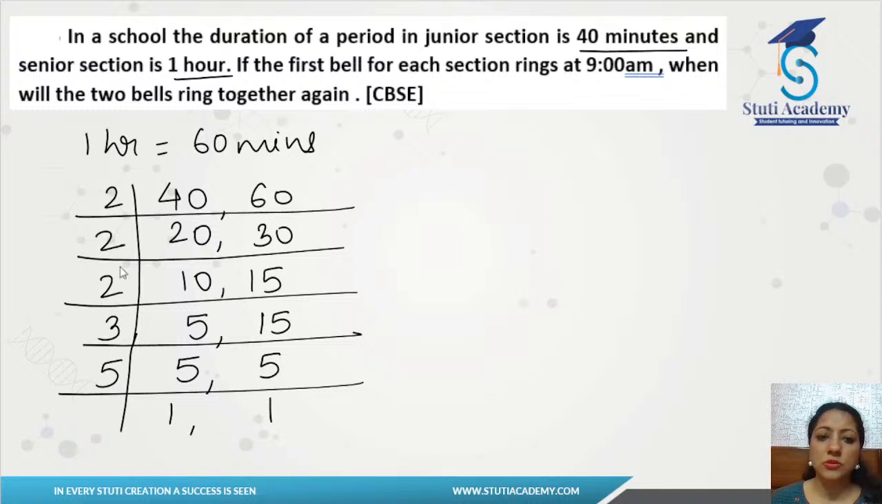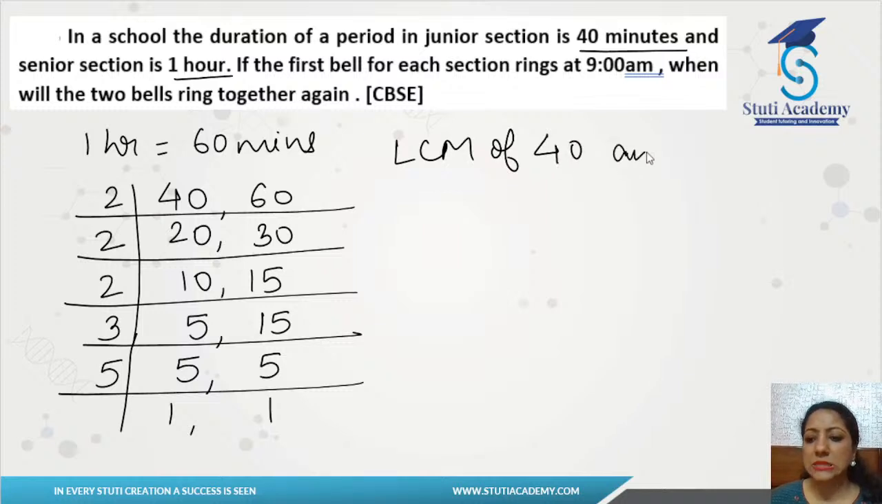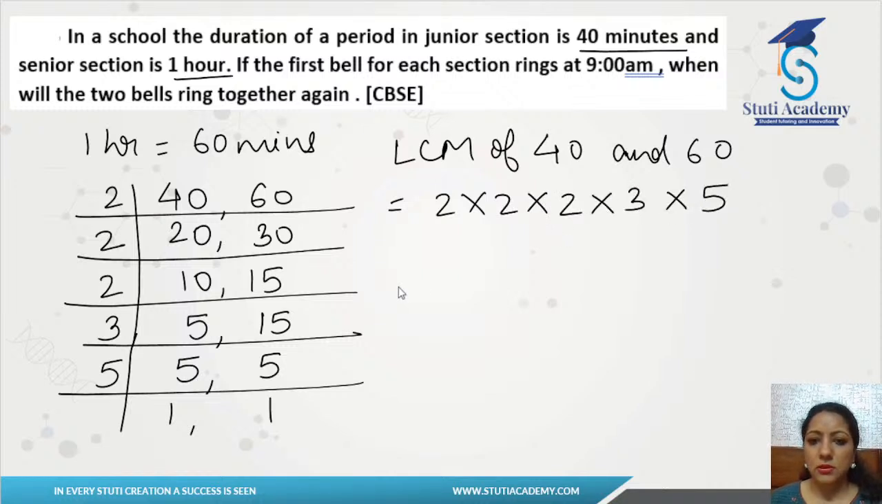So now we are going to solve for the LCM. LCM of 40 and 60 is 2 into 2 into 2 into 3 into 5. So let us solve this. This is 2 into 2, 4. 4 into 2, 8. 8 into 3, 24. 24 into 5 will give us 120. So 120 is the LCM of 40 and 60. This means that after 120 minutes, the bells are going to ring again together. After 120 minutes means after 2 hours.